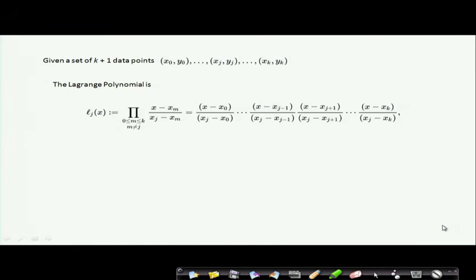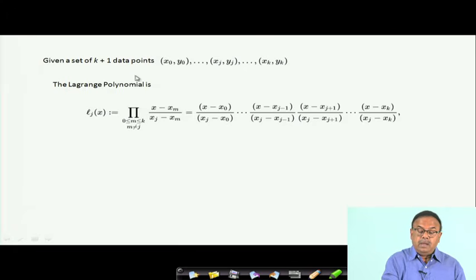So, let us have a look at the Lagrange interpolation. Interpolation, as you have understood, is: given a set of k plus 1 data points, x 0, y 0, x 1, y 1, x 2, y 2, like that up to x k, y k. So many data points are given.